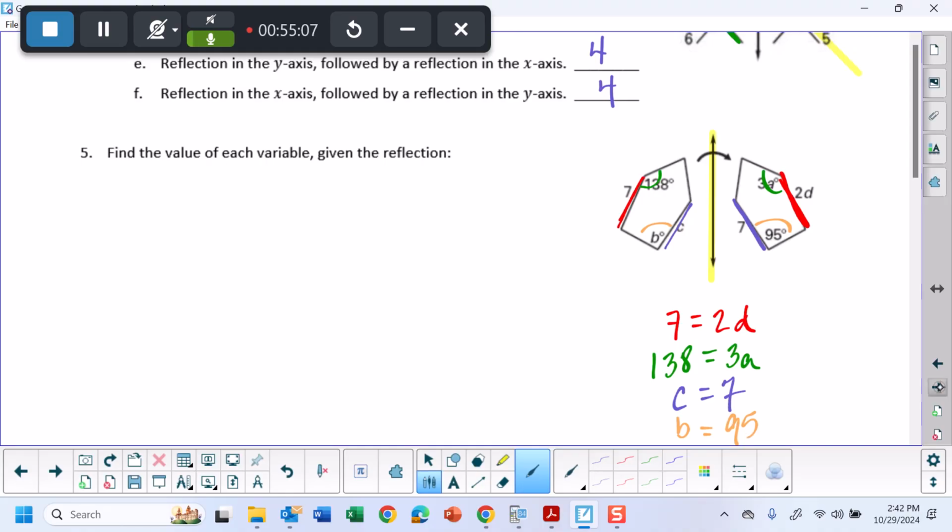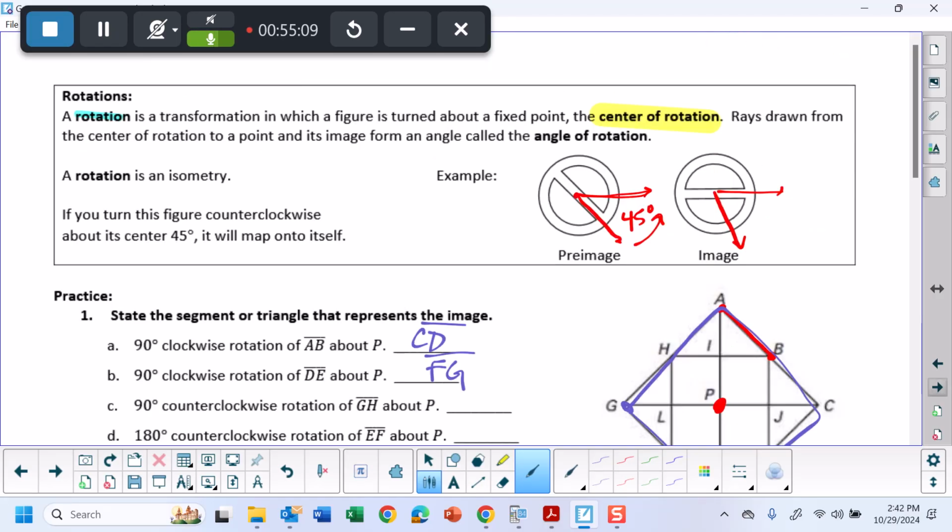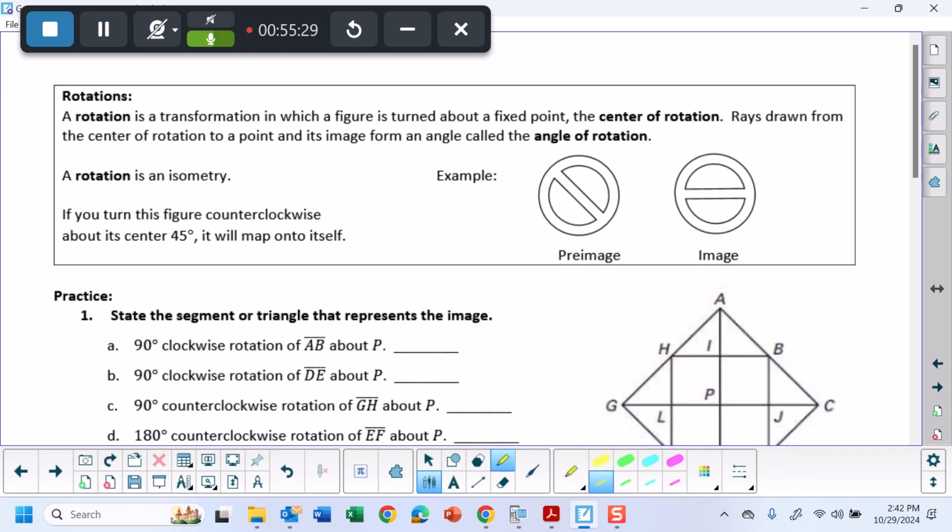Let's go again. A rotation is where I go ahead and I spin something around. A rotation is a transformation in which a figure is turned around a fixed point, and that fixed point is the center of rotation. That rotation is isometric, which means that my shapes remain congruent.